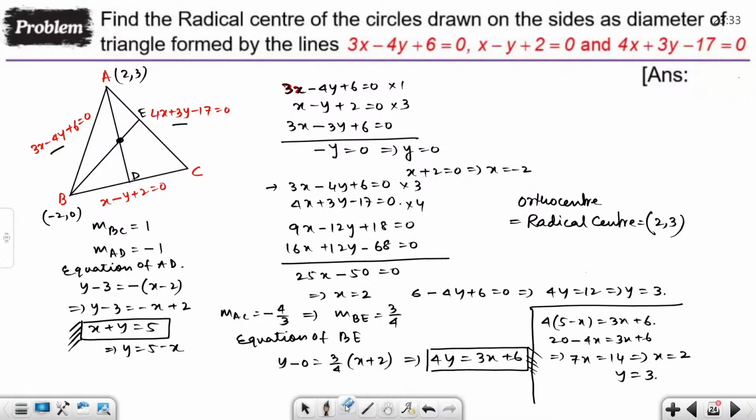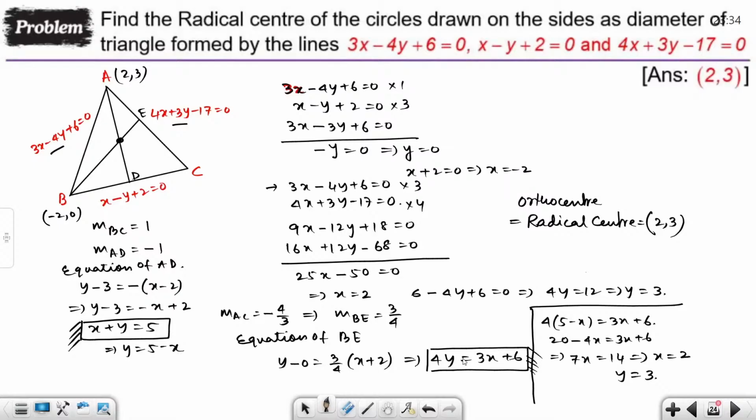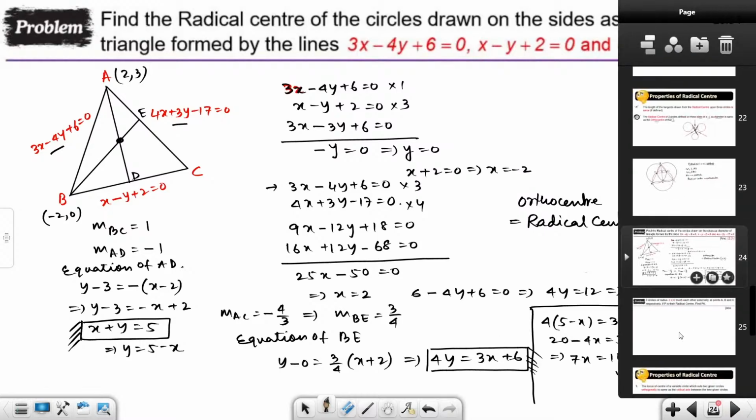Is this concept clear? You see, here I have used nothing. Only if we know that property that when circles are drawn on the sides of any triangle, taking that side as the diameter, then the radical center so formed by these three circles is same as the orthocenter of that triangle. If you know this property, you can do this kind of problems with much ease, right? Okay. So let me take another problem.